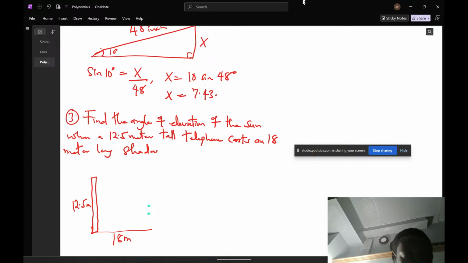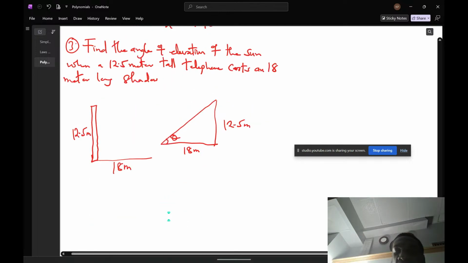So let me draw it this way. Like I said, an angle of elevation, the person is looking up. This is the height of the telephone pole, which is 12.5 meters, and the shadow that it casts is 18 meters. It casts the shadow on the floor. Now I have to find the angle, so this angle we're going to look for is theta.